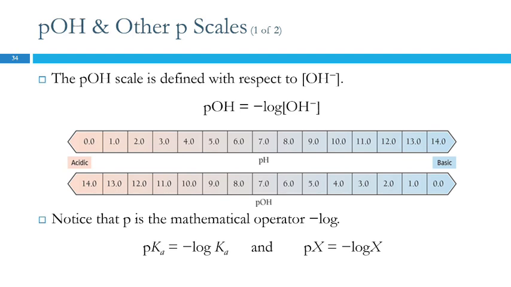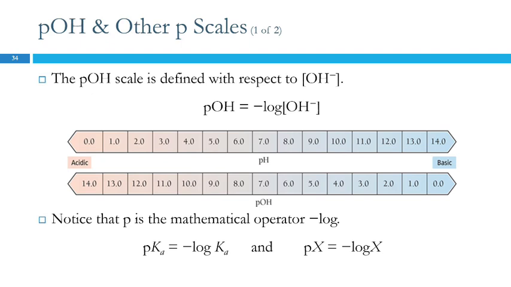So we've got a pH scale. We can also have a pOH scale. And this refers to the concentration of hydroxide ions. So pOH is the negative log of the hydroxide ion concentration. So that P, as I mentioned earlier, stands for negative log of. pKa, we saw pKa's in that table of acids. That's the negative log of the acid ionization constant.